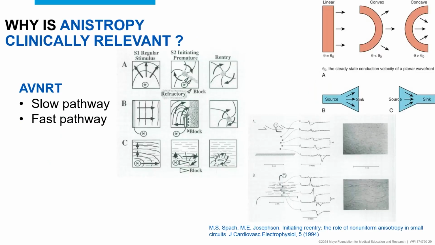Why is that clinically relevant? Really nice summary paper, now around 30 years old, from Mark Josephson at the time and his group. AVNRT. What are the causes for AVNRT? There are lots of postulates. Maybe there are different cells. Maybe there really are some vestigial pathways.